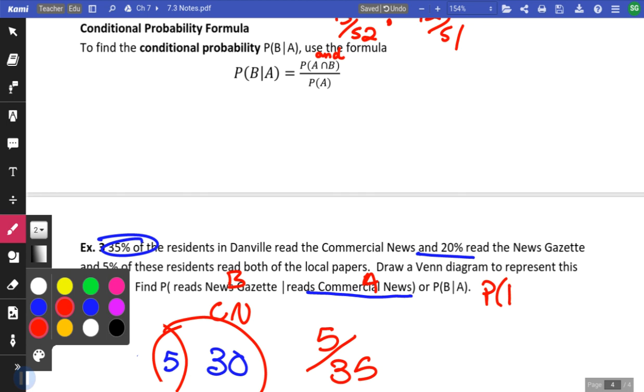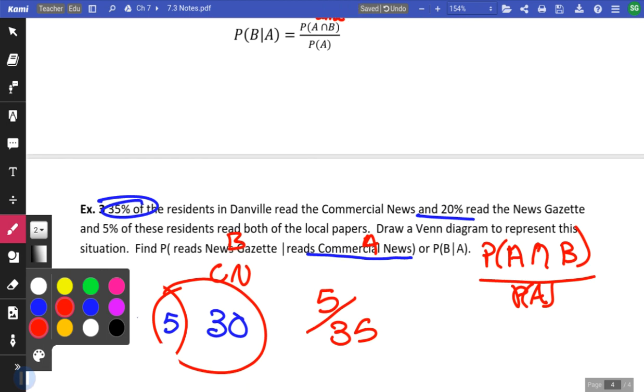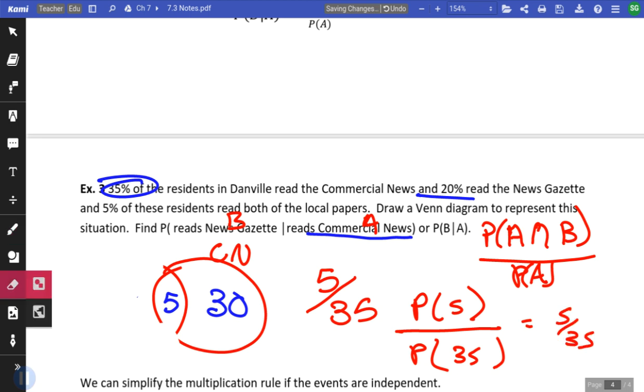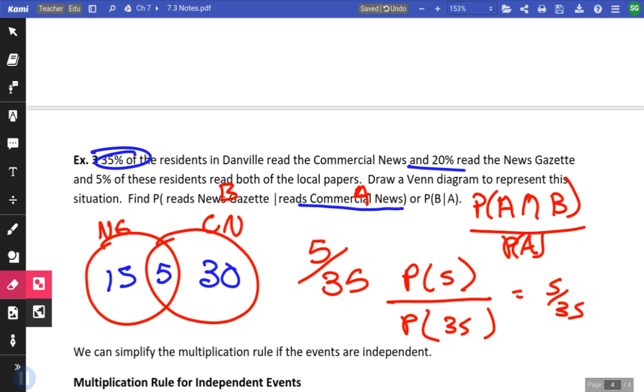So the probability of B given A is P of A and B over P of A, just copying that from above. The probability of commercial news and News Gazette was 5%, over the probability of A, the commercial news, which was 35%. Hey, look at that. It's 5 over 35. So you can either draw a picture to help you guide it out, or you can use the formula, which I will give you on the test.